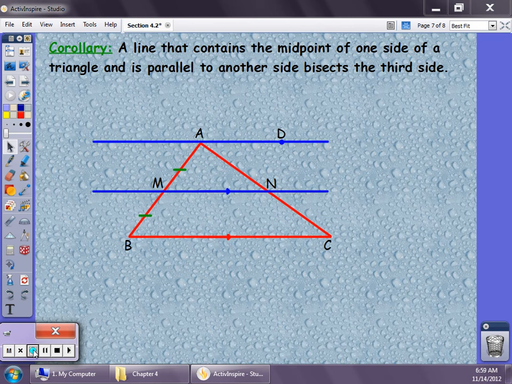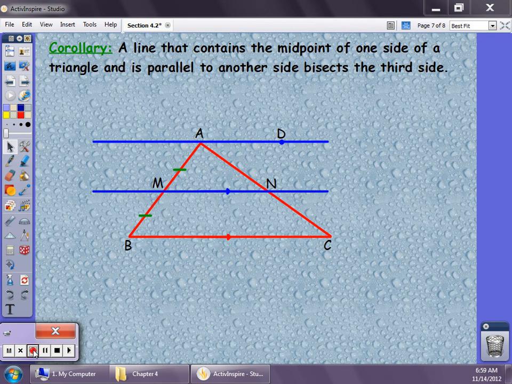This can also be applied in a corollary relating to triangles. So here we have triangle ABC. This corollary states a line that contains the midpoint of one side of the triangle and is parallel to another side of the triangle bisects the third side. So let's say that we have triangle ABC and we look at side BC. We also have line MN, which we know is parallel to side BC. M is the midpoint of side AB.